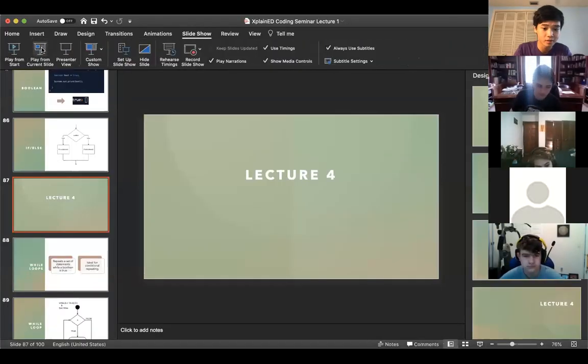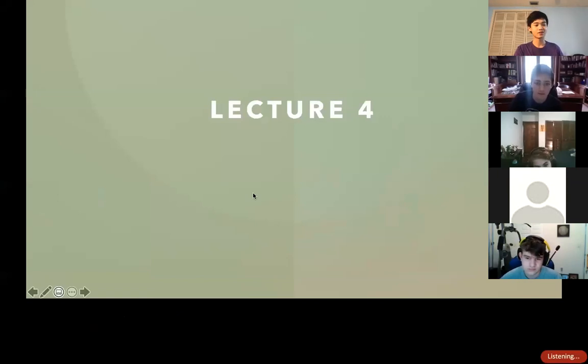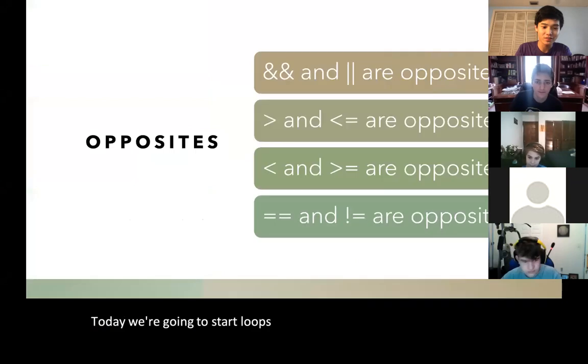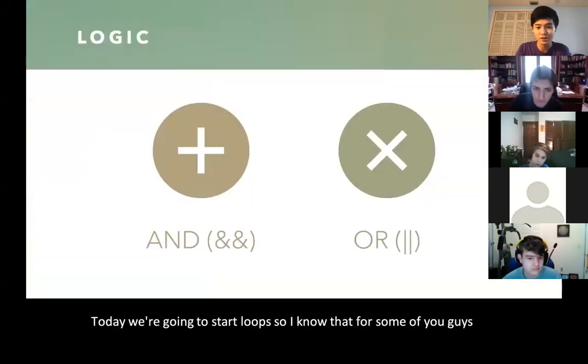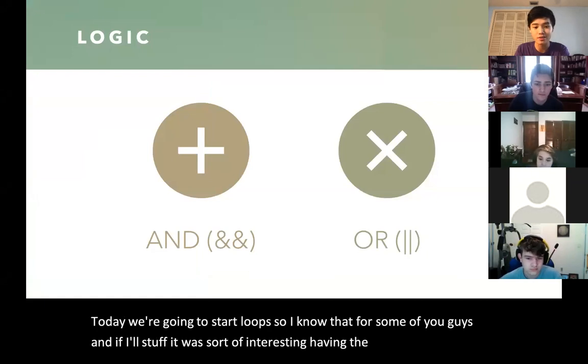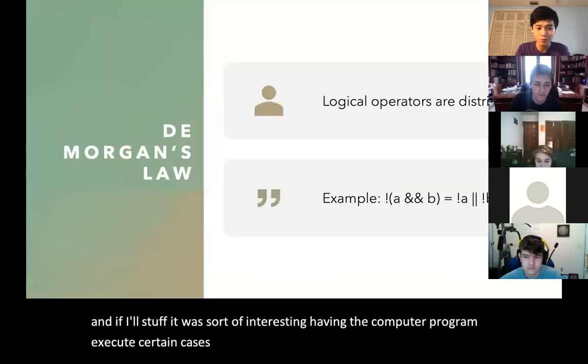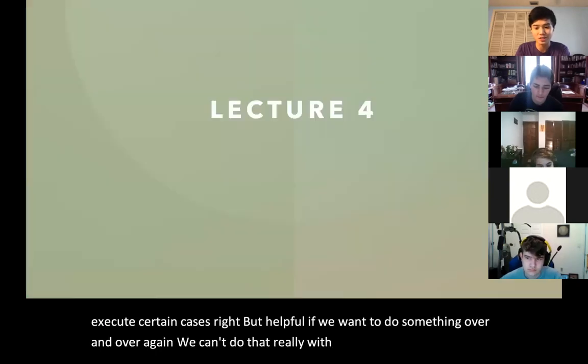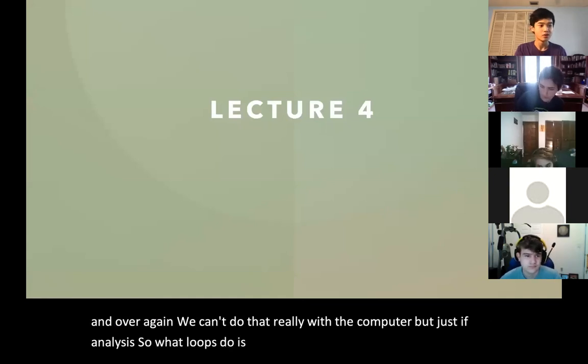Okay. So today we're going to start loops. I know that for some of you in the if-else material, it was interesting having the computer program execute certain cases. But how about if we want to do something over and over again? We can't really do that with just if and else. So what loops do is that they allow us to do something over and over again given certain conditions.